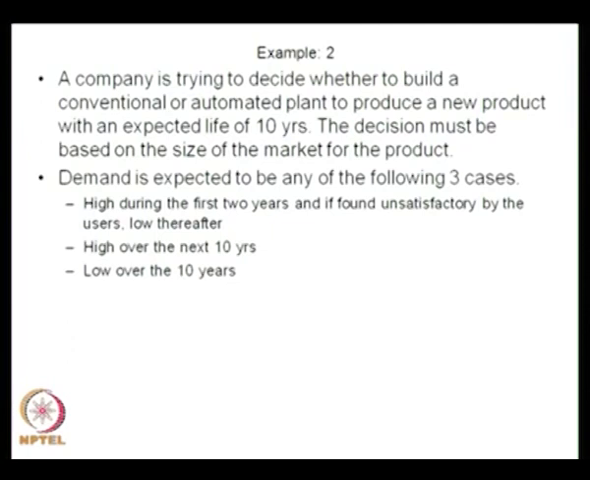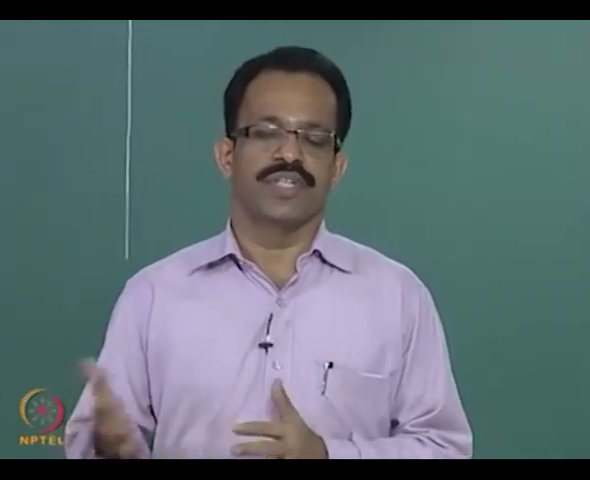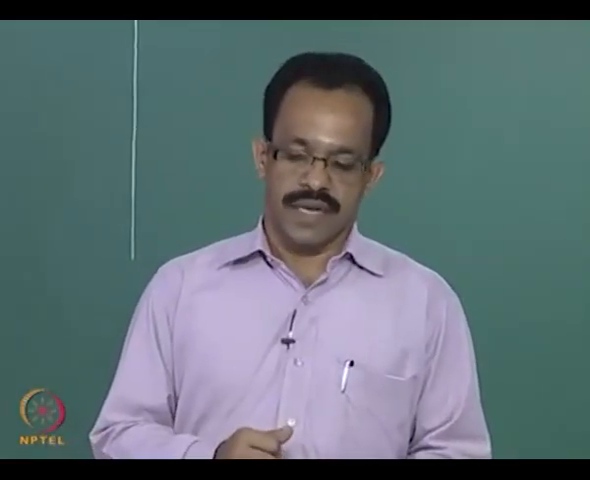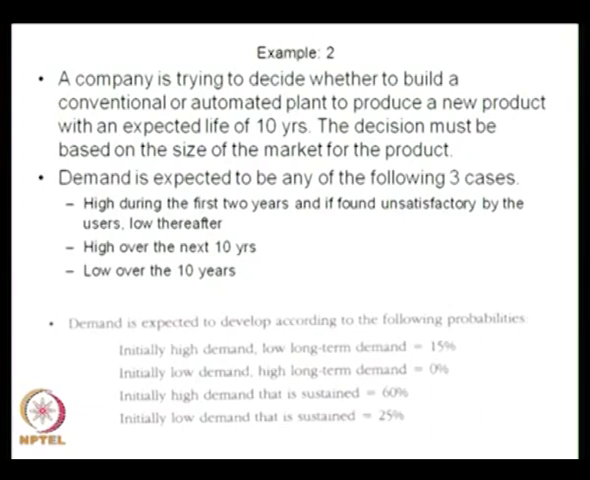The other possibility is that the demand will be high over the next 10 years. So they are expecting that the demand will be very high over the next 10 years. Or the third possibility is that the demand will be low over the next 10 years. These are the three possibilities, and again we need to find out the probability of these three events occurring, and based on this and the revenue they need to find out whether to go for an automated plant or a conventional plant. The investment for these two, the conventional or automated plant, will be different.